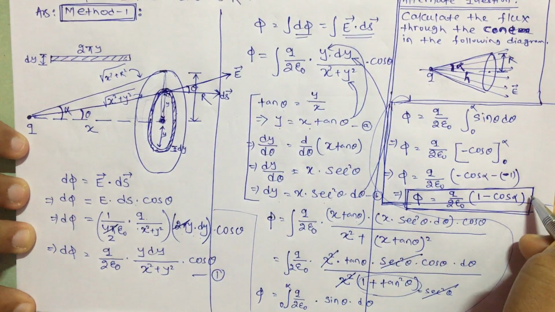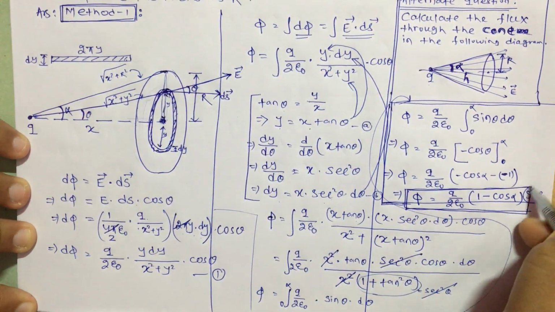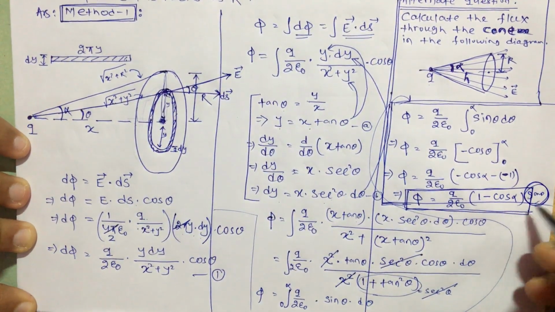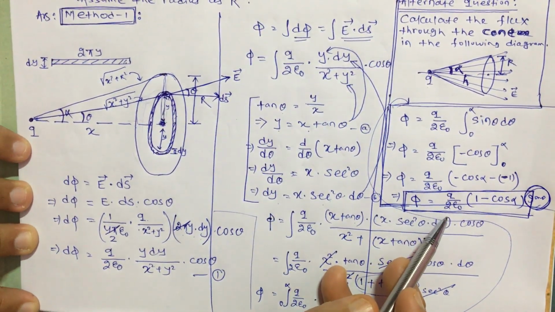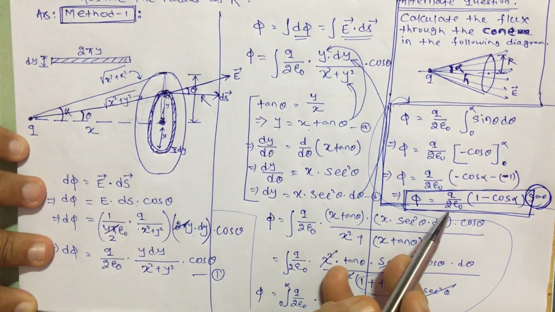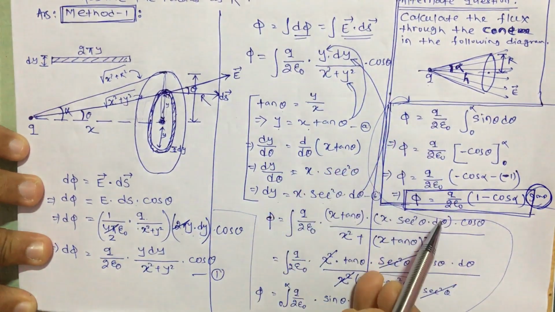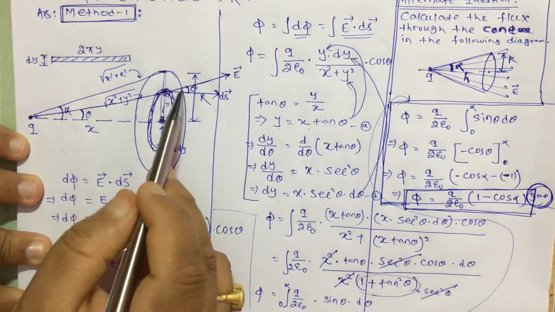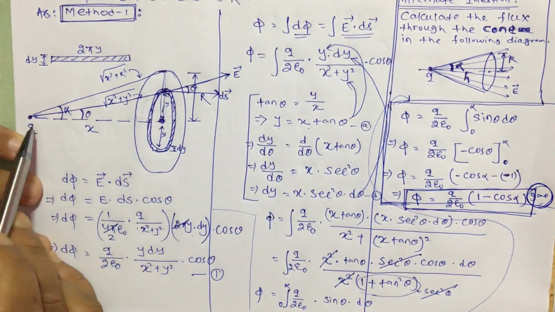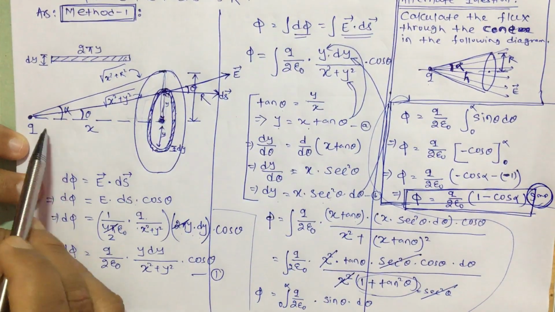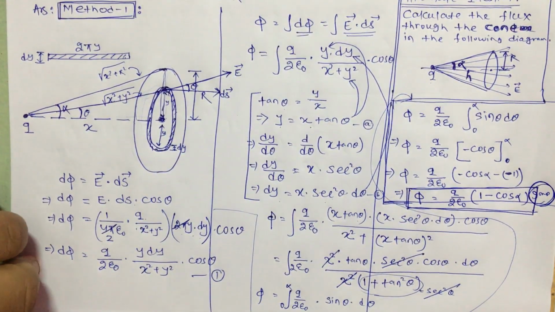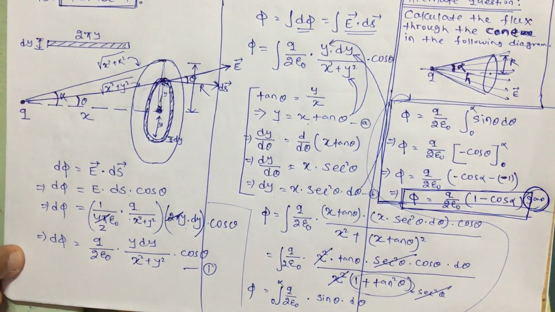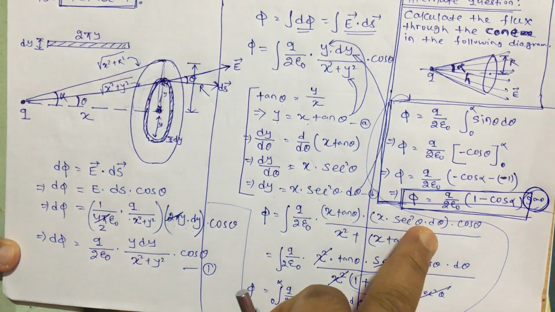And remember this formula, it is very very important. This formula you have to remember. What is this formula? This is the electric flux through a cone if a charge q is placed at the vertex, or this is the flux through a disc if a charge q is placed at a distance of x from the center on the axial line. Now let us solve some questions in which we are going to use this itself.